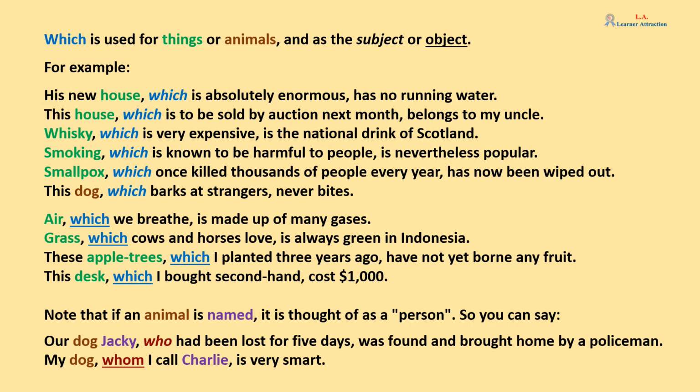Which is used for things or animals and as the subject or object. For example, his new house, which is absolutely enormous, has no running water. This house, which is to be sold by auction next month, belongs to my uncle. Whiskey, which is very expensive, is the national drink of Scotland.